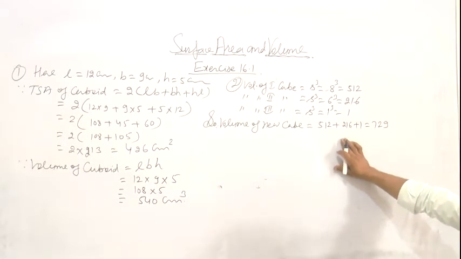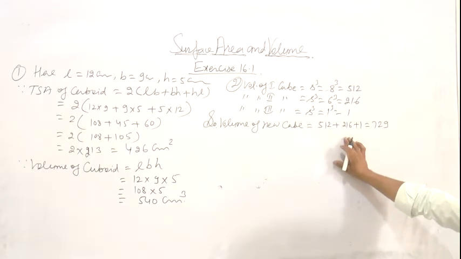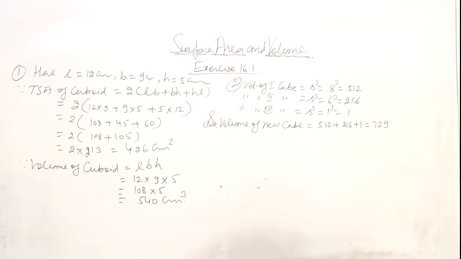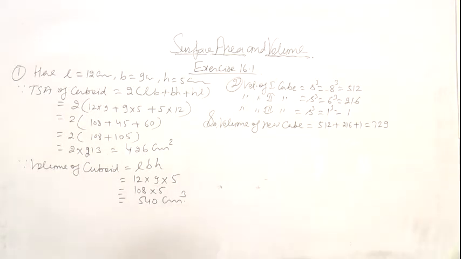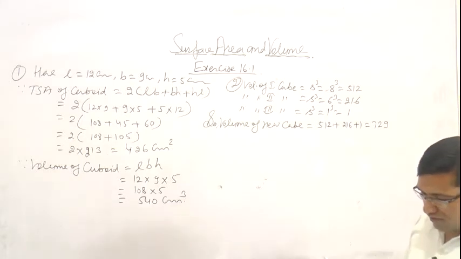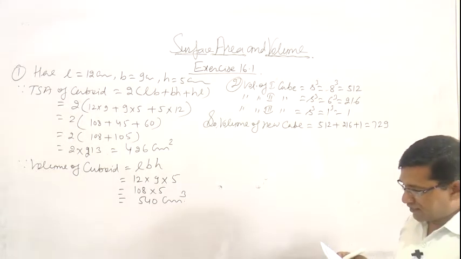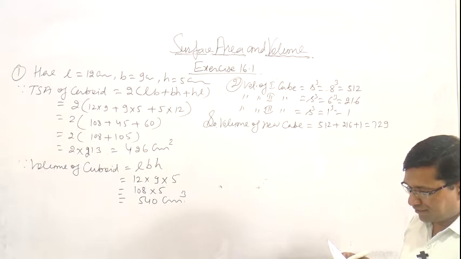ये जो 3 स्मॉल क्यूब्स हैं इनको मेल्ट करवा के अपन क्या करेंगे, एक न्यू क्यूब बनाना चाह रहे हैं, जो कि इनसे क्या होगा, बिग होगा, क्योंकि कंप्लीट 3 स्मॉल क्यूब्स को अपन मेल्ट करवा के एक कंप्लीट कंबाइंड न्यू क्यूब बना रहे हैं. सो दिस इज द वॉल्यूम ऑफ न्यू क्यूब. So in this question find the total surface area of new cube after melting.